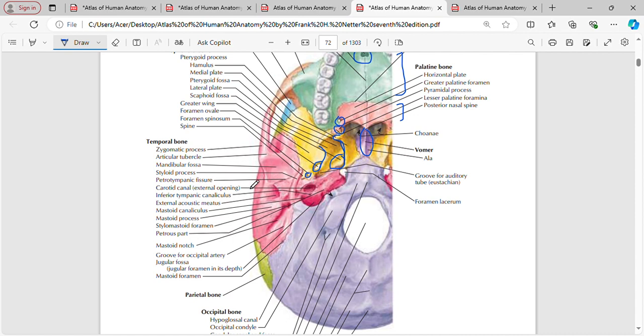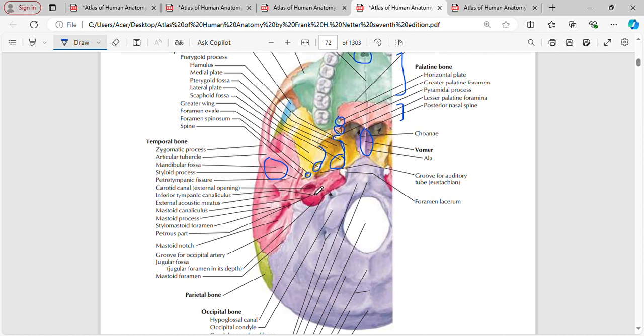This is the temporal bone. As you know, this is the zygomatic process of the temporal bone that attaches with the zygomatic bone, making a zygomatic arch, and this is the presence of the mandibular fossa and the articular tubercle. The mandibular fossa is going to allow the attachment of the condyle process of the mandible, making a temporomandibular joint, right? This is the styloid process, and the mastoid process.